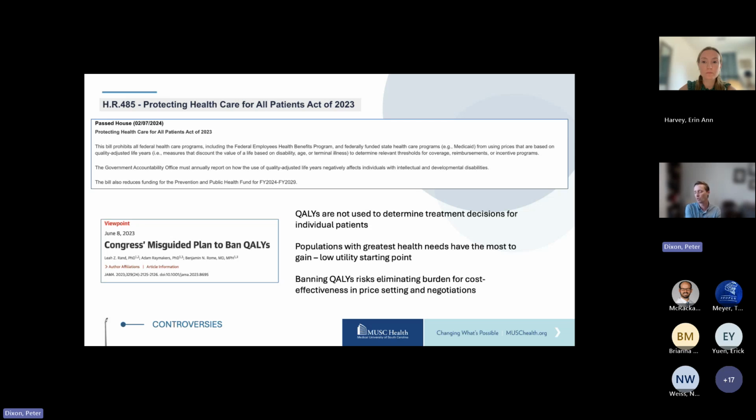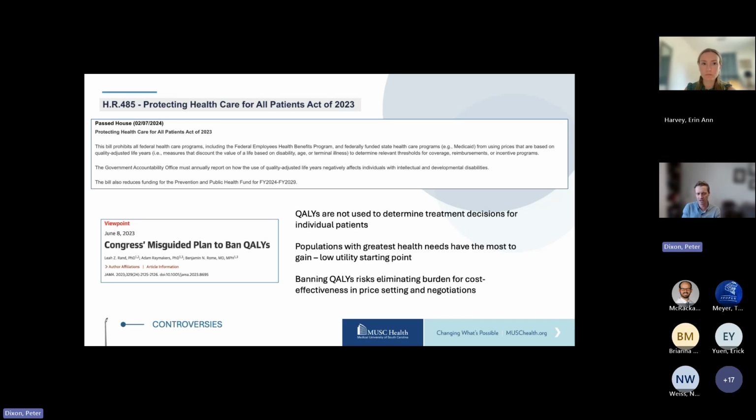And another point made in this recent viewpoint was just that individuals who have some disability and who have lower health-related quality of life actually have more to gain. Right? There's a ceiling effect with QALYs. If we're relatively healthy, let's say our health utility is around 0.8 or 0.9, well, we can only get to perfect health. And so there are lots of scenarios where people who have disabilities, if they are exposed to an effective treatment, those treatments might be preferentially funded if we use QALYs.